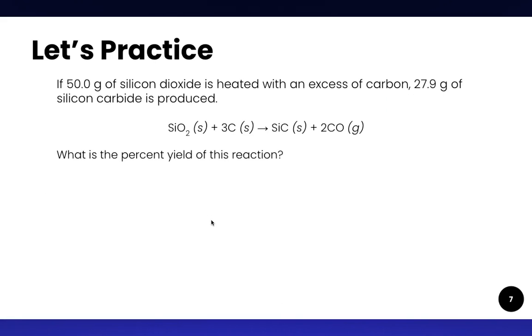All right, on this last example, we're going to throw it all together and we're going to find the percent yield of silicon carbide. Okay. If 50 grams of silicon dioxide is heated with an excess of carbon, 27.9 grams of silicon carbide is produced. What is the percent yield of this reaction? Okay, so let's break this down. They tell us that there's 50 grams of silicon dioxide. That's our starting number. It lets us know that there's an excess of carbon.